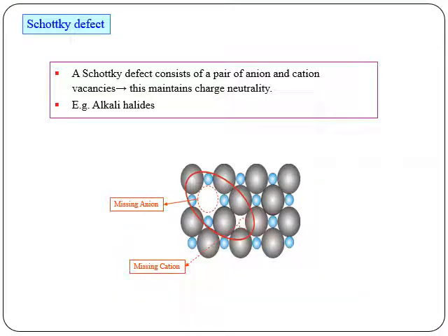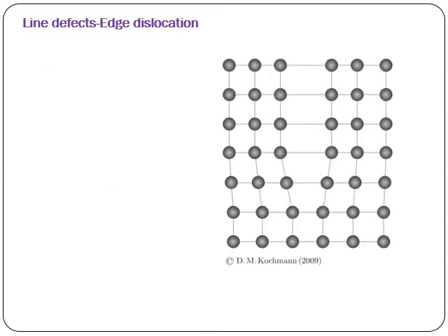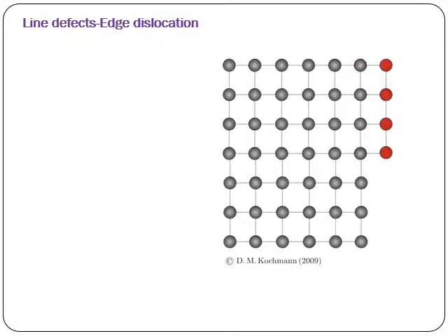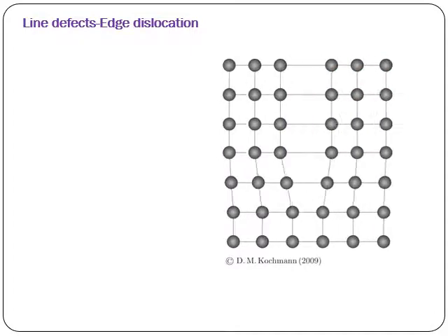Okay, Schottky defect, a pair of the ions. So you can see a missing anion and a missing cation. It may be found or it may not be found. Normally we are going to find those things in the alkali halides. Many a times they may ask that one with 6 to 8 marks: explain the point defects with a neat sketch.